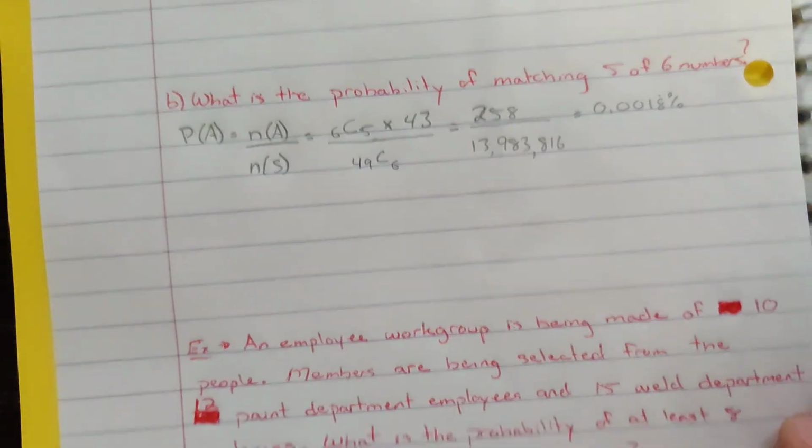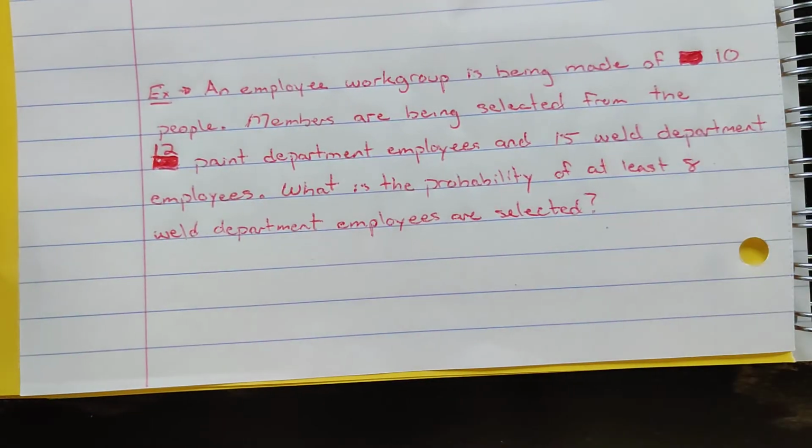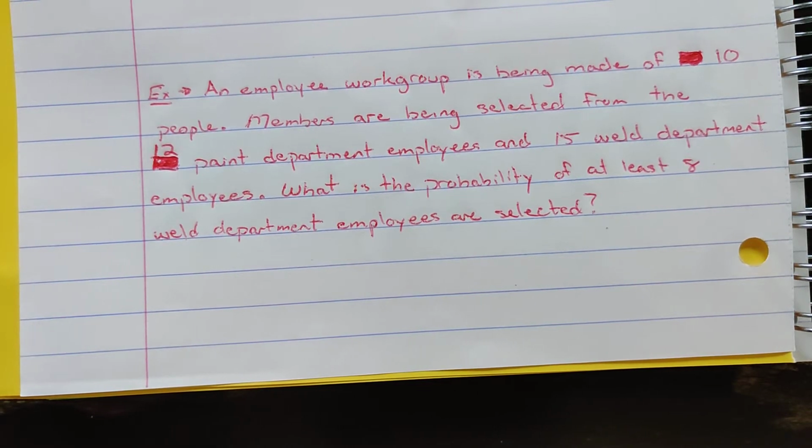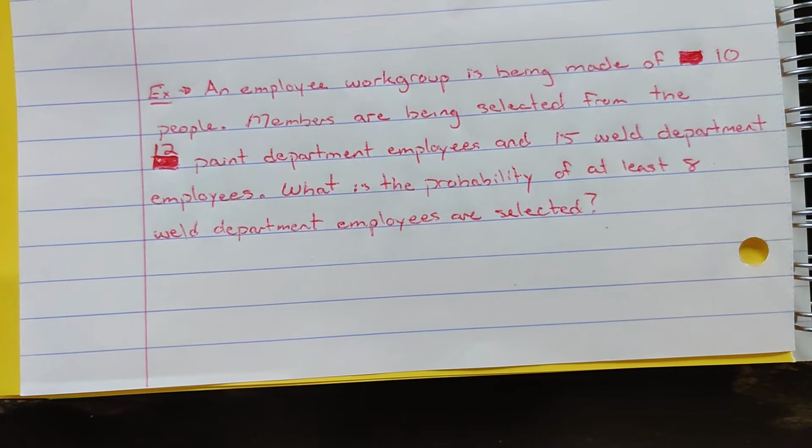Okay, one more problem to take a look at here. We have an employee work group being made of 10 people. Members are being selected from the 12 paint department employees and 15 weld department employees. So 15 people in the weld department, 12 people in the paint department. We're picking out 10 people from those groups of employees. What is the probability that at least 8 weld department employees are selected?